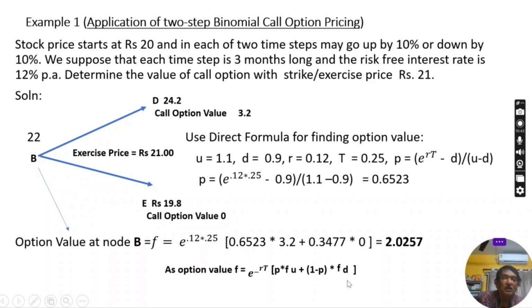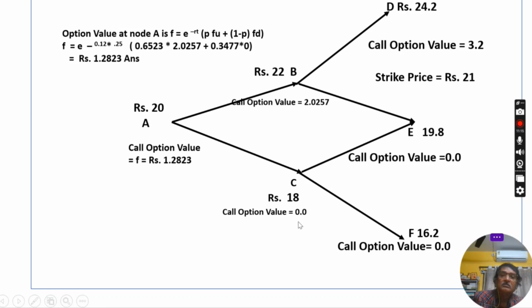You can check it. And the down call option value, AFD, is 0. That's why I have put 0 here. If you calculate this, then you will get the value 2.0257. That means the call option value at this point is 2.0257. Okay, now again I am going to the detailed structure. This is the 2.0257.